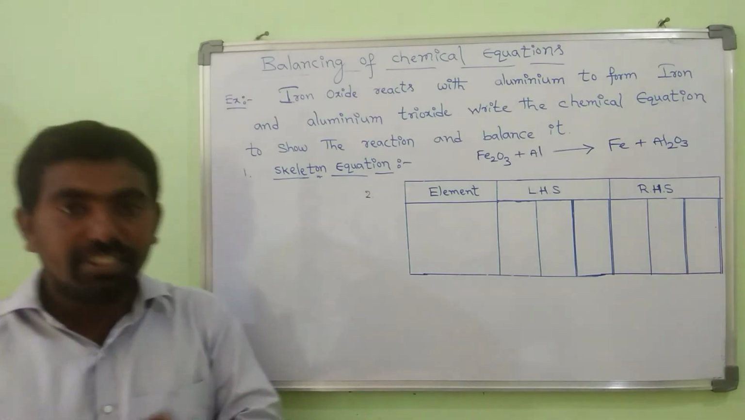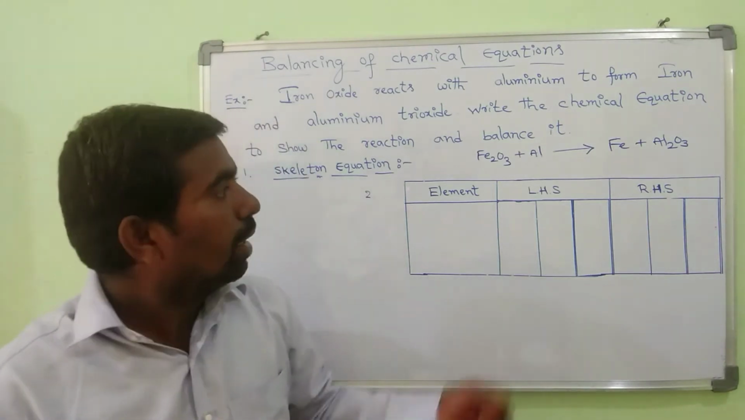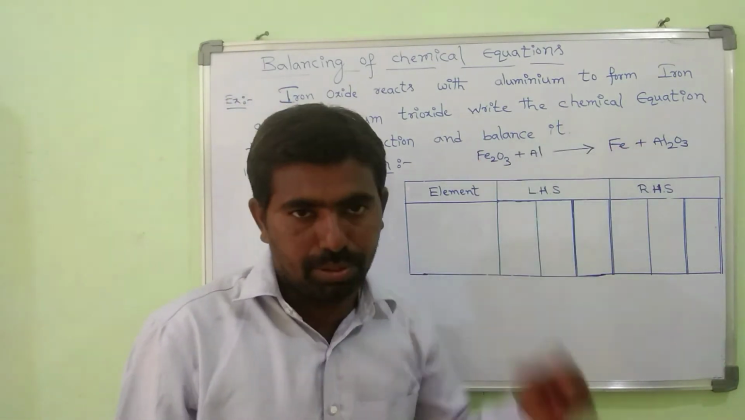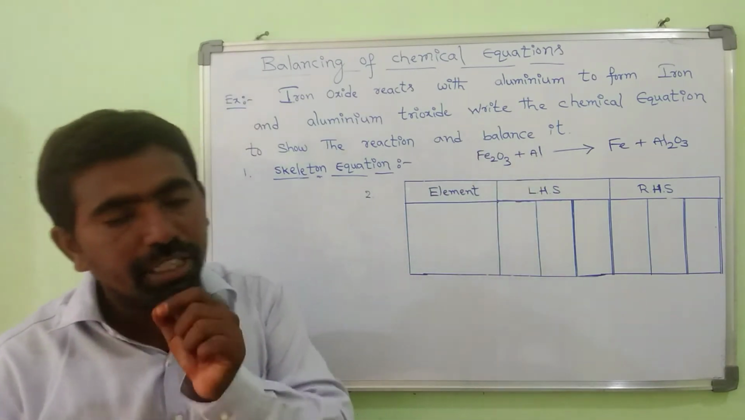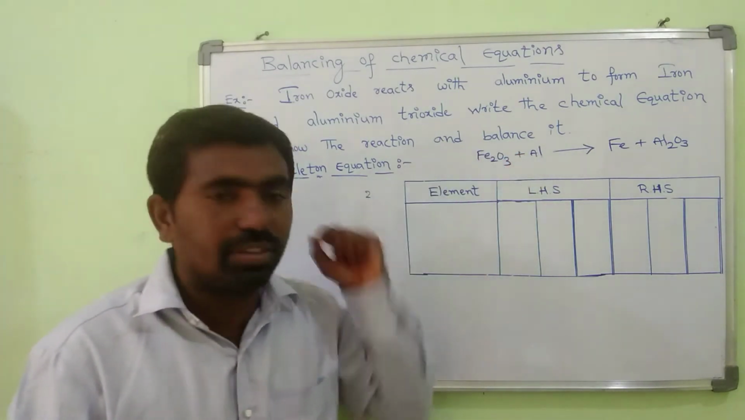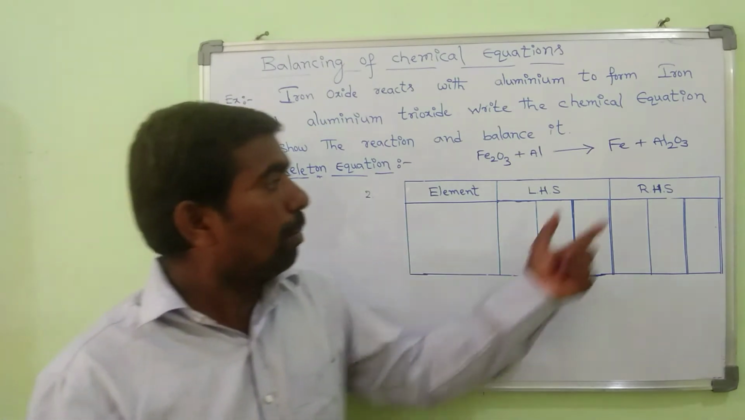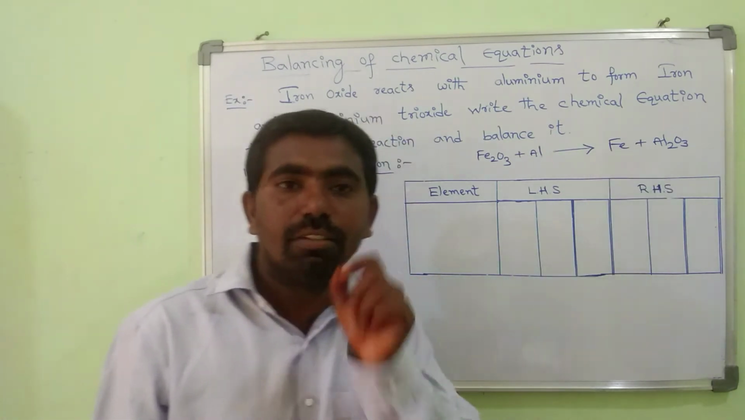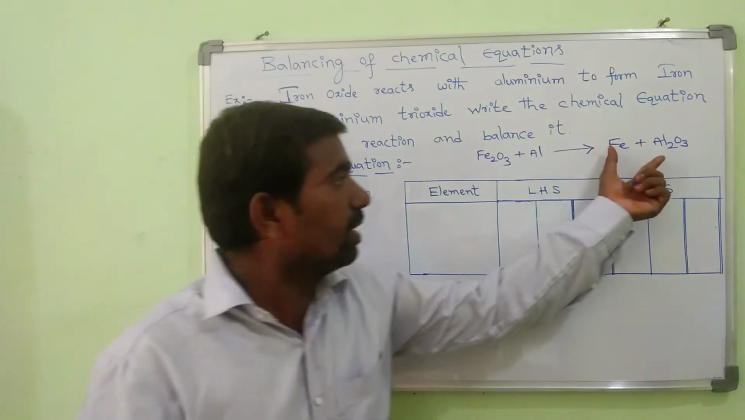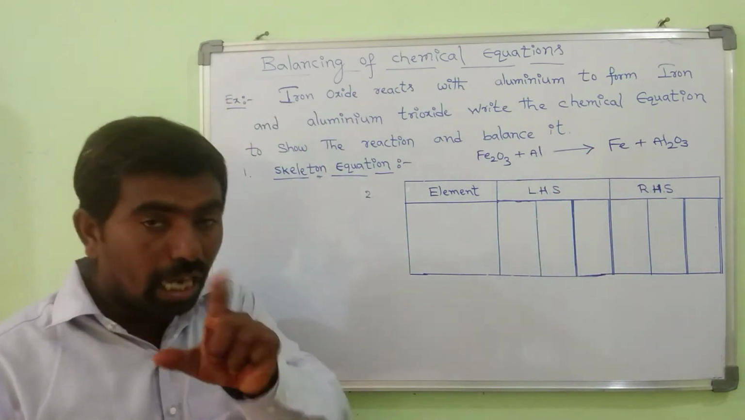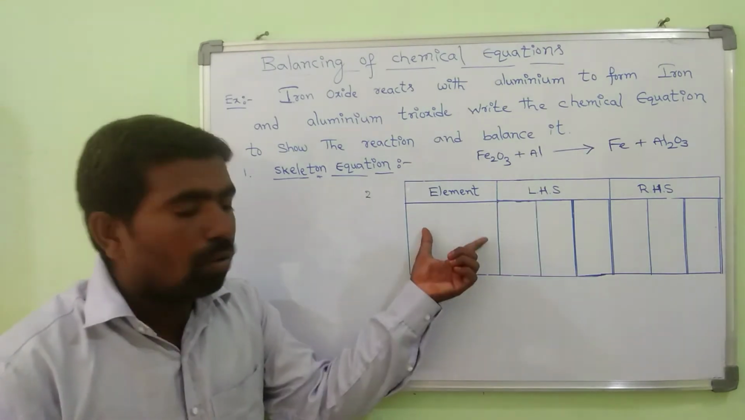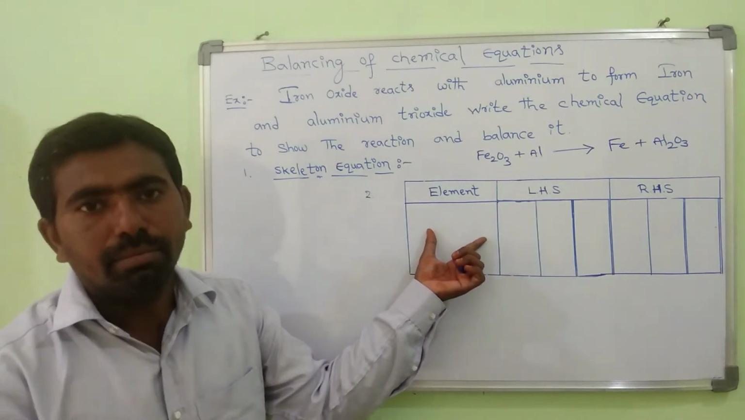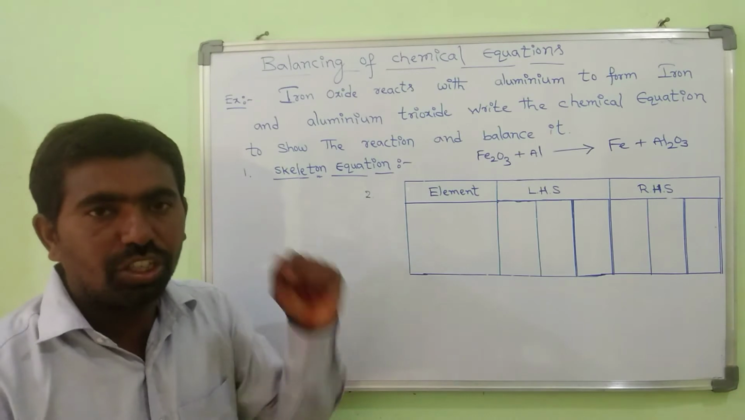Now in the next step I am comparing the atoms. That means how many atoms of each and every element are present in the left side and how many atoms of each and every element are present in the right side. Now I am comparing those atoms of elements. I have drawn a table, so I am writing in this table.